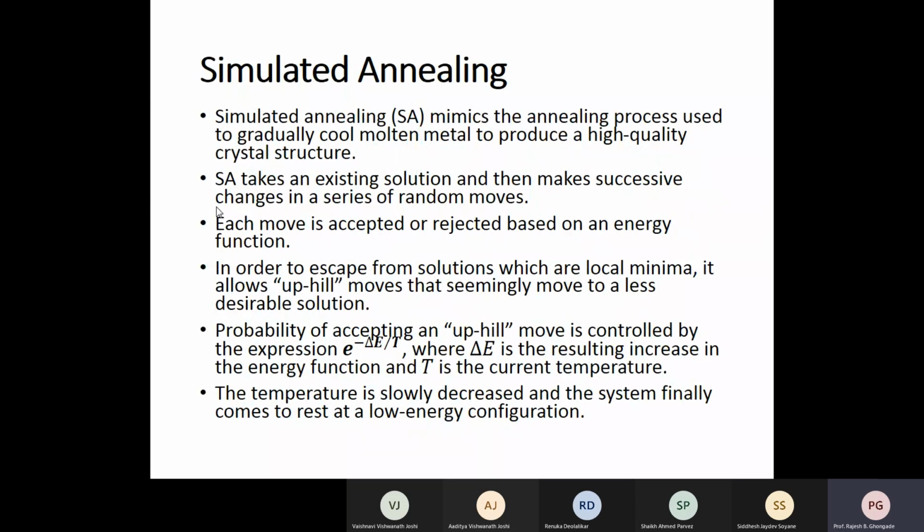Simulated annealing, let us have a look at this. This is an algorithm whose concept is borrowed from the annealing process used to gradually cool molten metal to produce a high quality crystal structure. If you have ever studied the process of annealing, most of the time iron and copper are the metals where it is used. If you melt something and suddenly cool it, it is quite possible that micro cracks will be generated because of the lattice placement, that is, the crystal structure. A very interesting process people have found out.